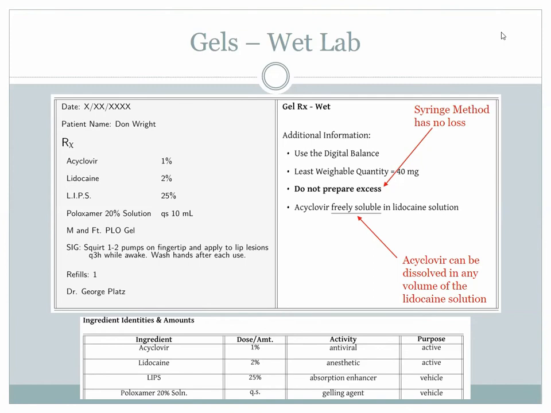All right, look under the additional information. We're not going to base our calculations on any excess. And here's the deal. Our acyclovir is going to be a powder. So it's a solid. Acyclovir is a solid. The lidocaine source that we're going to be using here and calculate for is a liquid. It's an injectable. So it turns out we're going to be able to dissolve our acyclovir in whatever volume of lidocaine we calculate, because it is freely soluble. So just keep that in mind as we go.